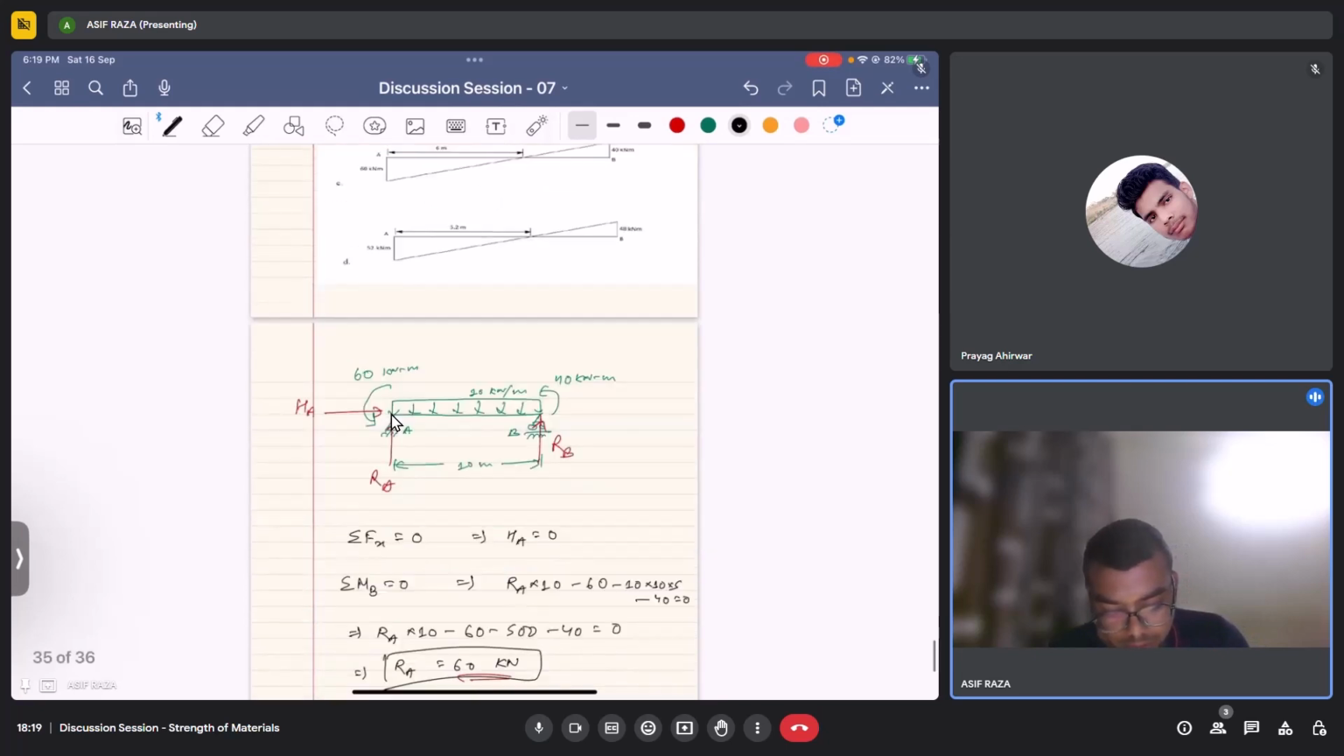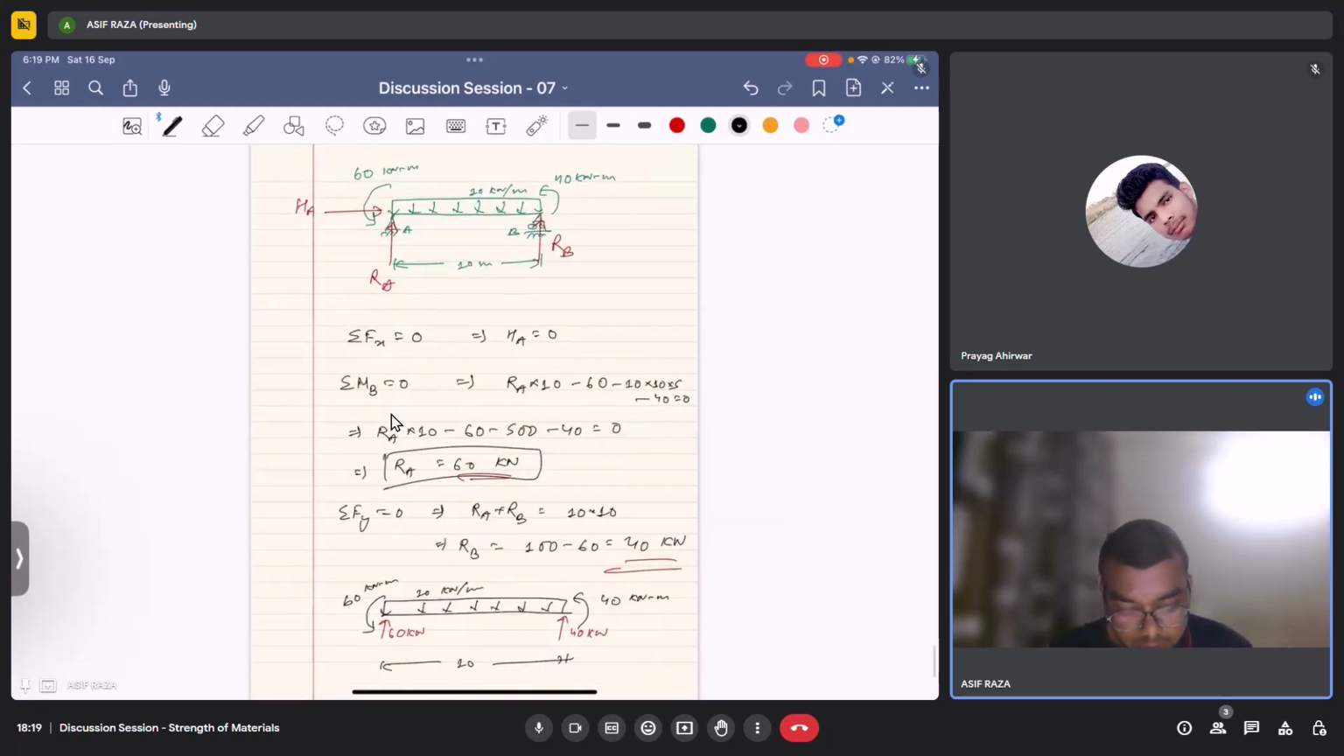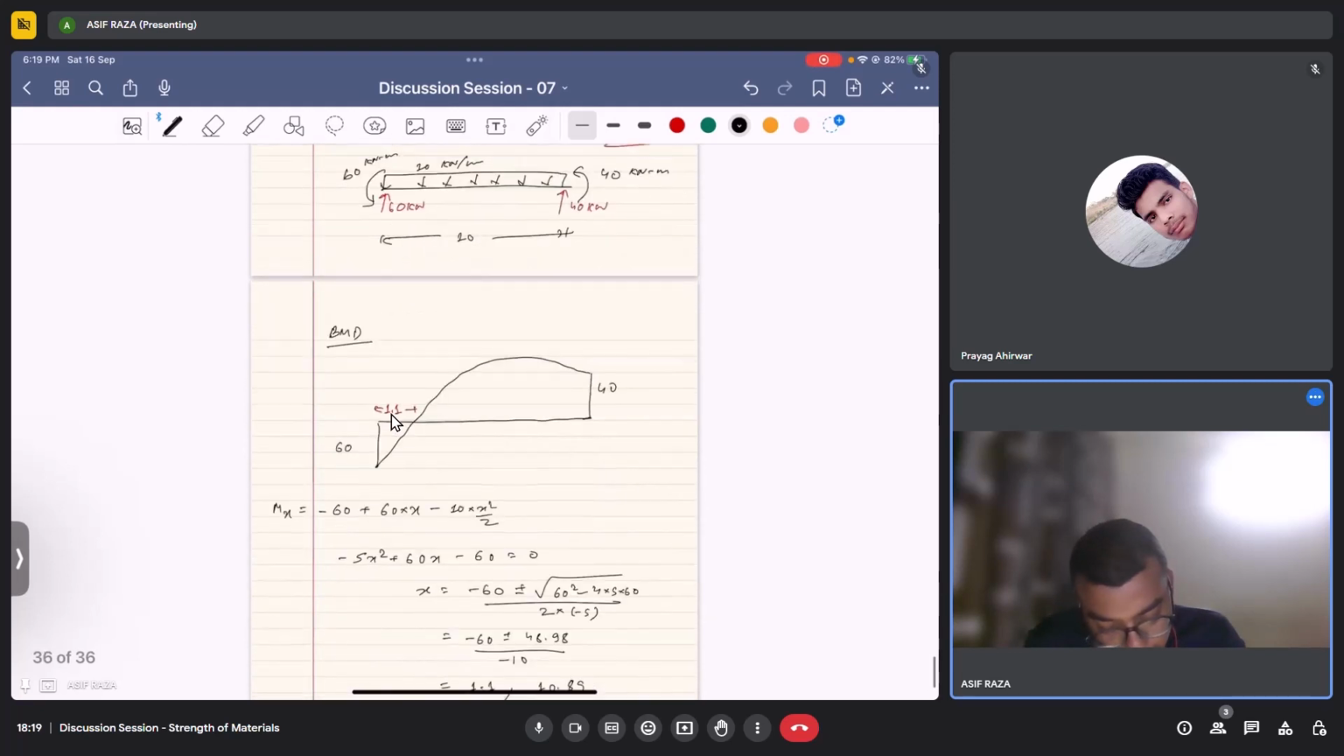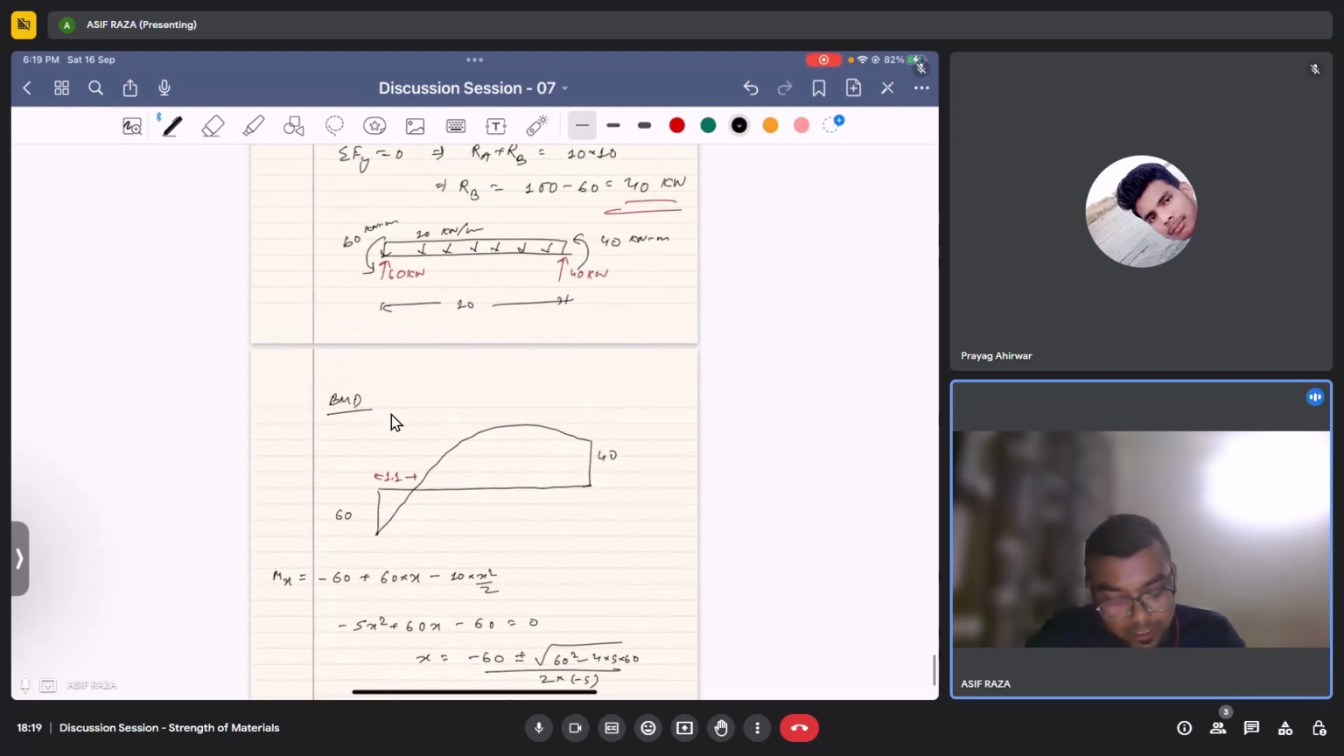For this, we first calculated the support reactions, and HA was directly equal to 0 using summation of Fx equal to 0. Then by taking moment about B equal to 0, we were able to compute RA, and then taking summation of forces in the vertical direction gave me the reaction support RB, that is equal to 40 kN. Then to calculate the bending moment diagram, we started from the left hand side.